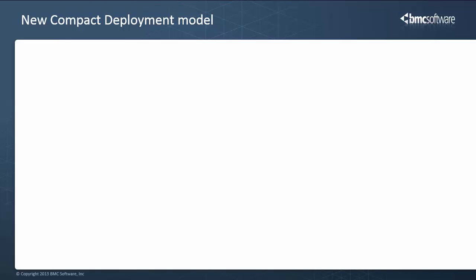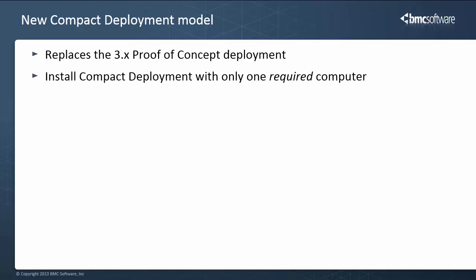In 4.0, compact deployment in both Windows and Linux environments replaces the 3.x proof of concept deployment. You can install compact deployment with only one required computer. The compact deployment model is a subset of the complete BMC Cloud Lifecycle Management solution. In typical circumstances, you can install the compact deployment model in less than 1 day.